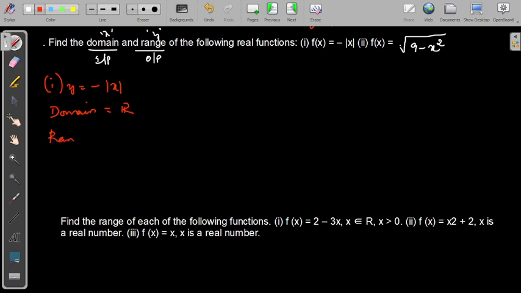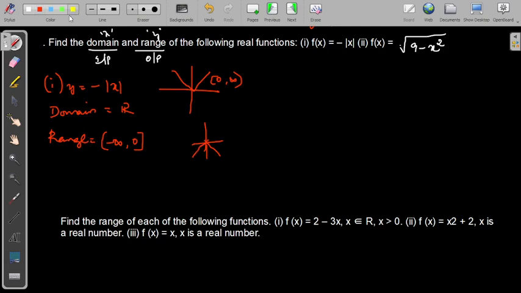Now to find the range of this function, modulus function will have range is a closed interval 0 to infinity. You know that modulus function means the graph will be like this, 0 to infinity. Minus of modulus function, its negative will be in the downward direction, that is in the negative y-axis. Hence range becomes minus infinity to 0. All negative values of y and including 0, that becomes the range of the function.